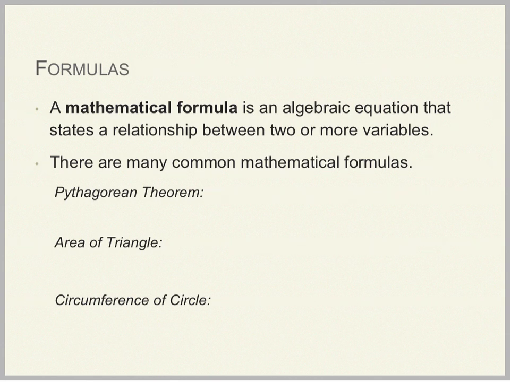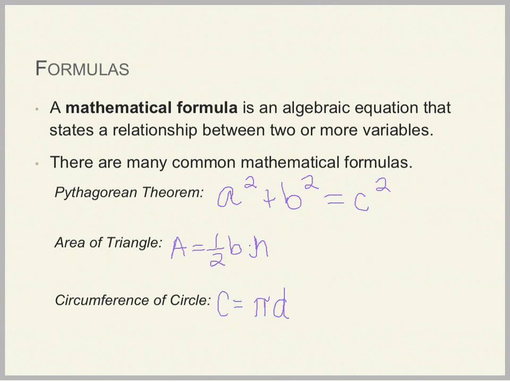There are so many mathematical formulas, including the Pythagorean theorem, where a squared plus b squared equals c squared. A and b are the legs of a right triangle, and c is the hypotenuse. The area of a triangle, which is 1/2 base times height, and the circumference of a circle, which is pi times diameter.